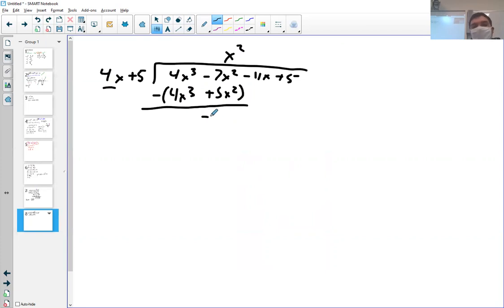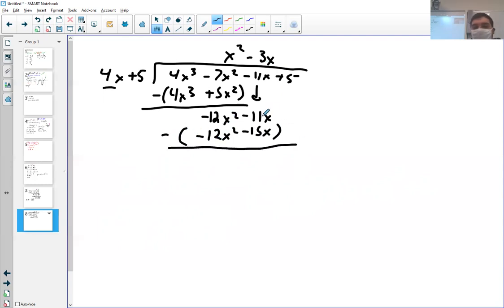So this is going to disappear, which is going to be negative 12x squared. I'll bring down the negative 11x. Not yet, not in this one. So now the next thing I need to do is make 4x into negative 12x squared. So I need a negative 3x. So negative 12x squared minus 15x. Good, because negative 3x times 5 is negative 15x. Again, you're doing a big subtraction. 0. Negative 11 minus negative 15, that's plus, so that's 4x. Plus 5. Perfectly though, it's plus 1.